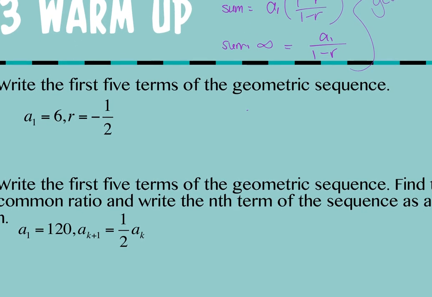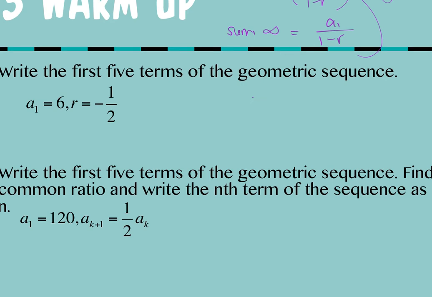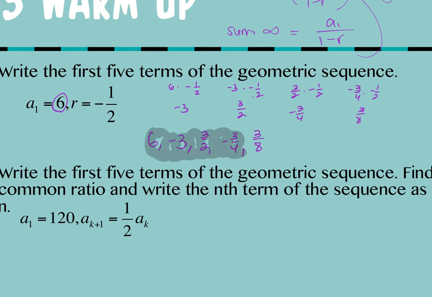So the first one says, write the first 5 terms of the geometric sequence. This is multiplying. So the first term is 6, but then I do 6 times a negative a half, and that's negative 3. Negative 3 times a negative a half, that's positive 3 halves. 3 halves times negative a half is negative 3/4. And negative 3/4 times negative 1/2 is a positive 3/8. So first term is 6, then negative 3, then 3 halves, then negative 3/4, then 3/8. Be careful with your signs. They should alternate here.